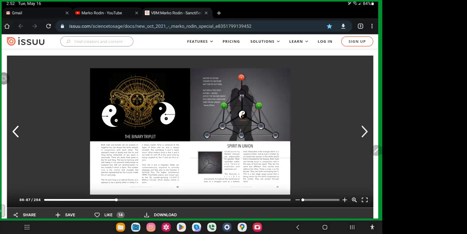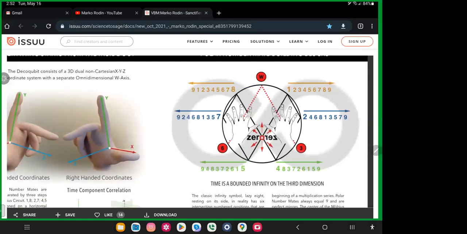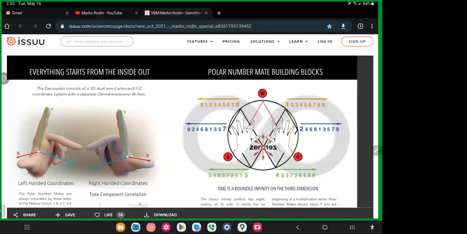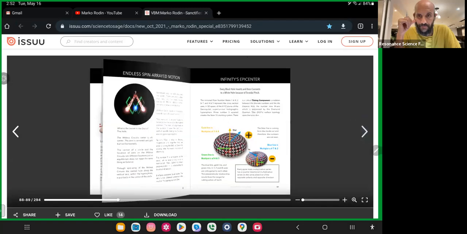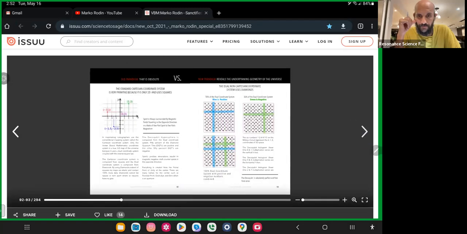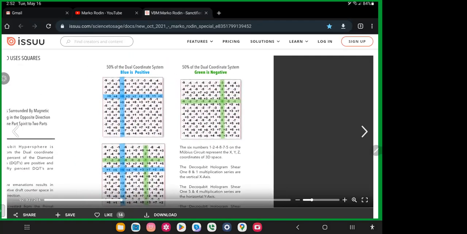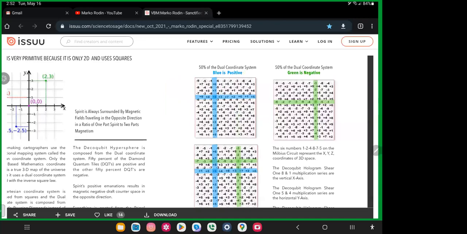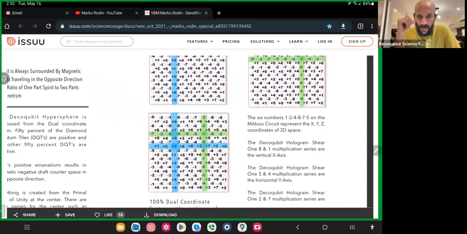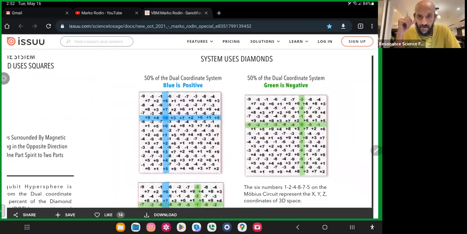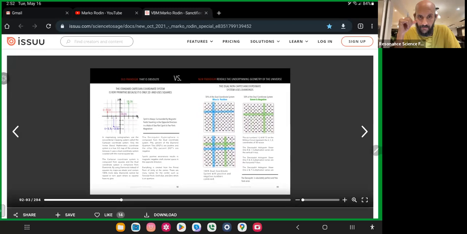Okay, let's keep going. We saw the multiplication series coming from the inside out. We saw that the multiplication table is made out of one all negative, one all positive, and then I combine them together into one.